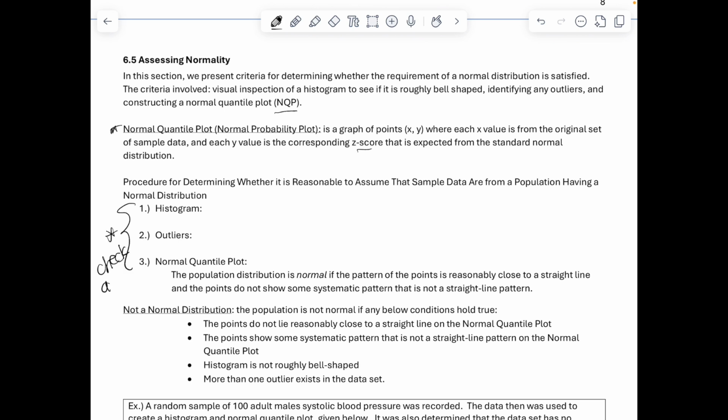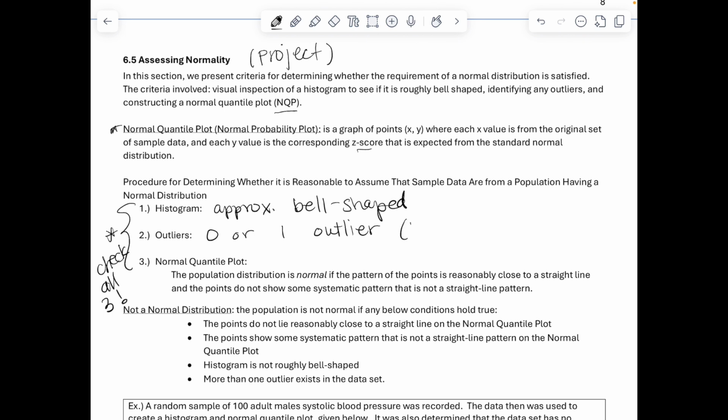So you have to check all 3. And this section will come up in the projects. So definitely something that you need to go back and look at and review. But it is reminded to you guys as you are working on the project. So the first thing is your histogram. Your histogram is going to be approximately bell-shaped or normally distributed. Outliers, you can either have 0 or 1 outlier, but no more.